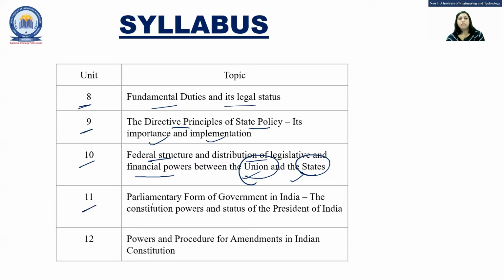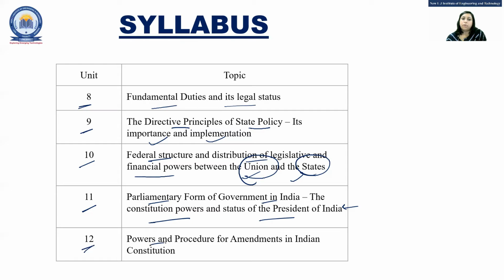In Unit 11, we will go through the parliamentary form of government in India, as well as the constitutional powers and status of the President of India. Because in different countries, there are two kinds of hierarchies. In one, the Prime Minister is very important. In one, the President is very important. Actually, all the positions are important, but which powers are overruling and which have the authority varies from country to country. So we will see the President of India's powers and status.